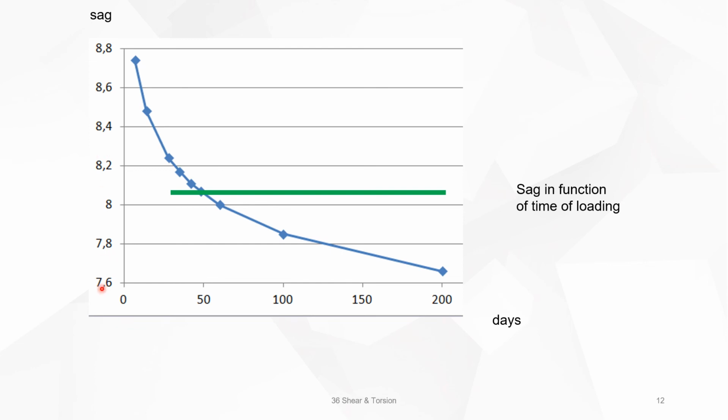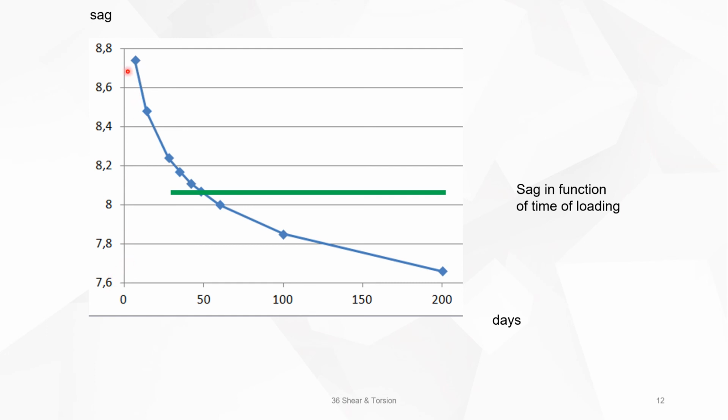Now let's make a graph. The x-axis is days, 50, 100, 150, 200 days. It's the days that the concrete is there, the days before loading. Here you load after 100 days. Here you load after 50 days. On the y-axis, it's the long-term sag of the beam.